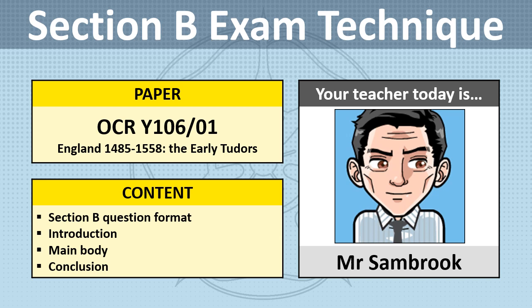Hello, welcome to this guide for Section B questions for the OCR A-Level History Paper 1. So in our school, that's the Early Tudors unit. In this video, we'll have a look at the format of questions and we'll focus on what it is that examiners are looking for. Then we'll look at what that looks like in the different phases of an answer. So we'll look at the introduction, main body paragraphs and the conclusion.